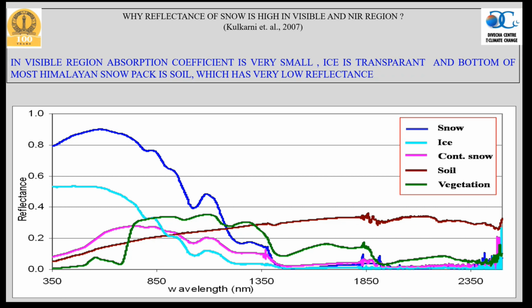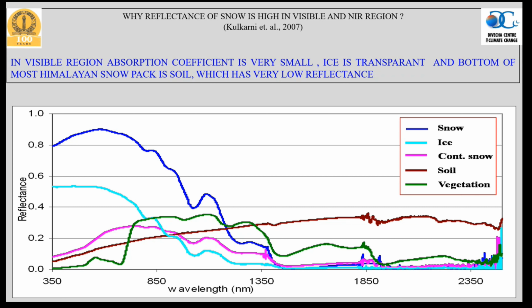When it comes to the shortwave infrared part of the spectrum, you can see the vegetation has relatively higher reflectance than the snow. So this is very important for us to understand.